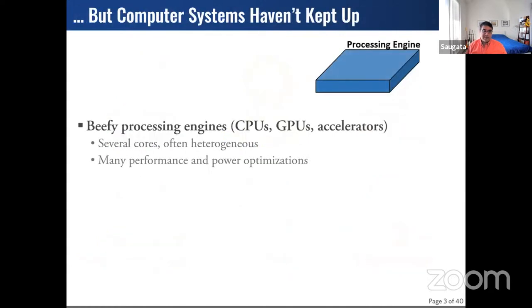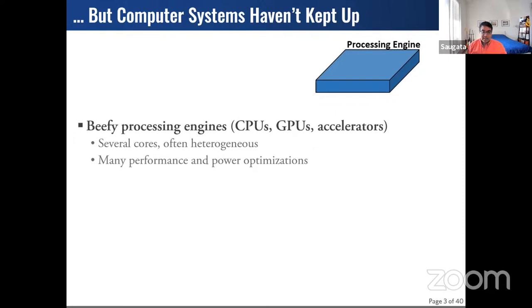Unfortunately, when you look at the computer systems, they really have not kept up in any meaningful way with that transition. In fact, many of the ways in which we design computers still harken back to the original von Neumann computing model that was proposed in the 1940s. Essentially, it's very compute focused.